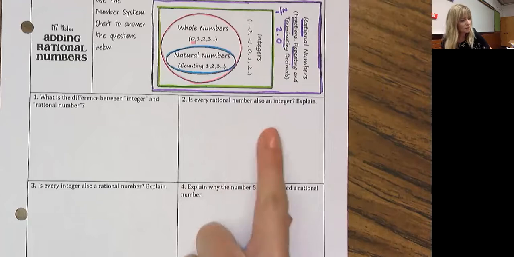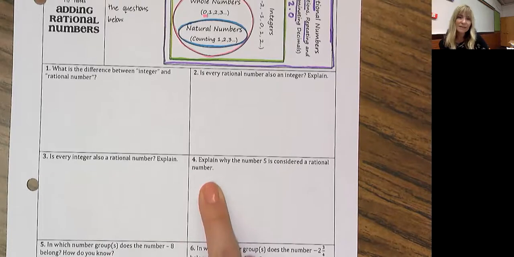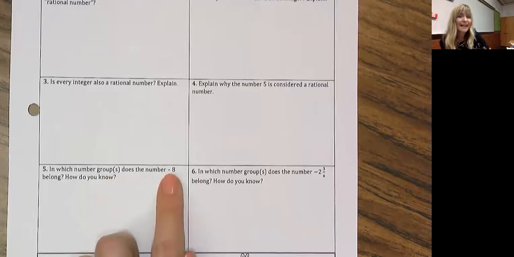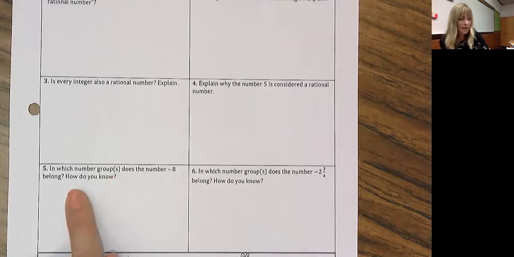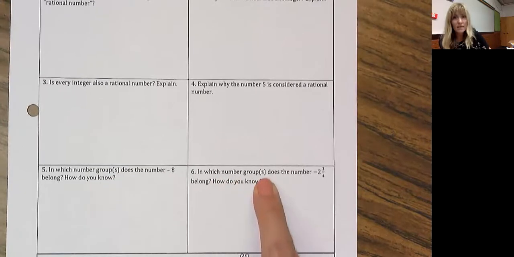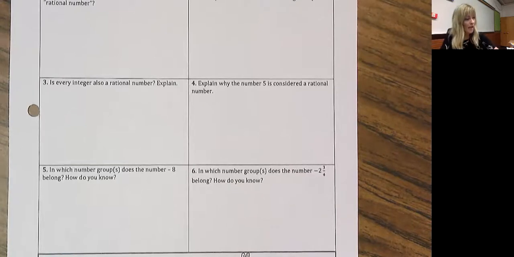Number 2, is every rational number also an integer? Explain. Number 3, is every integer also a rational number? Explain that. Number 4, explain why the number 5 is considered a rational number. Number 5 says, in which number group or groups, because there could be more than one, does the number -8 belong, and how do you know? And last one, in which number group or groups does the number -2 3/4 belong? How do you know? Pause the video right now, answer those 6 questions, and then see how you did.